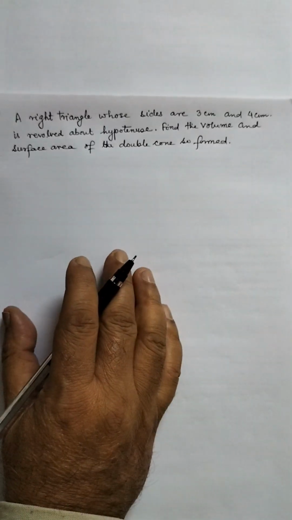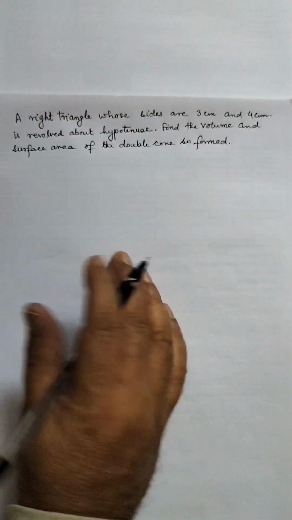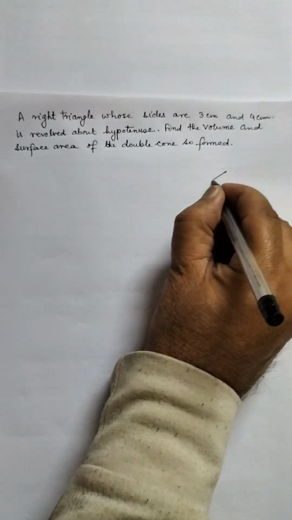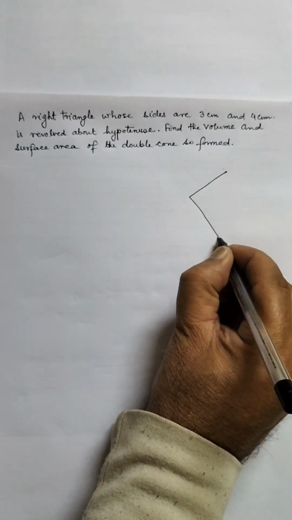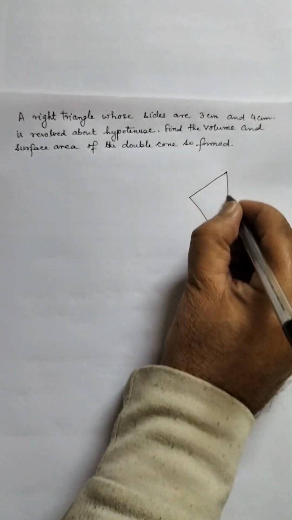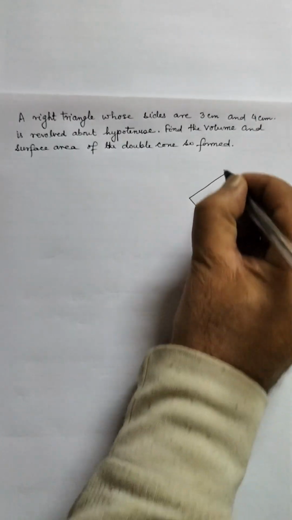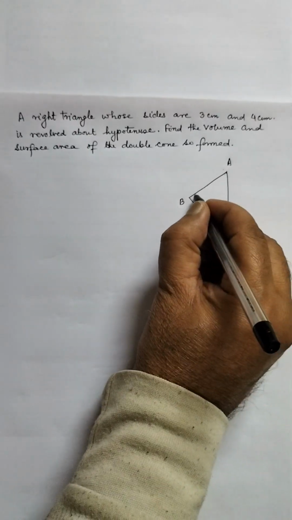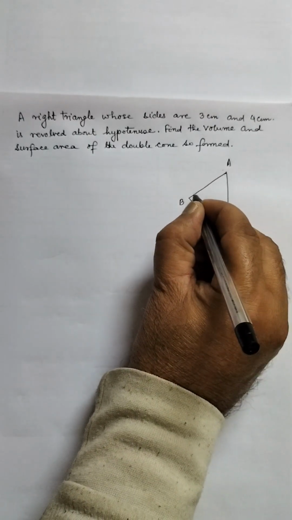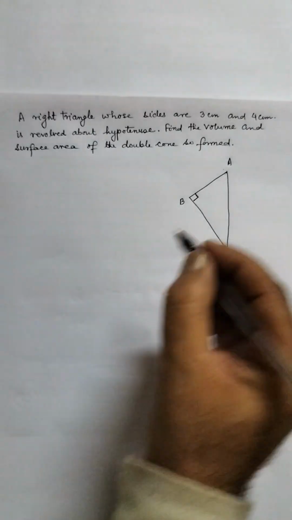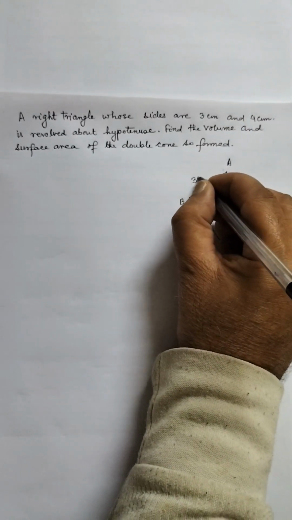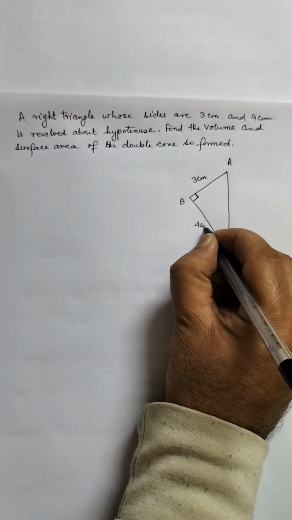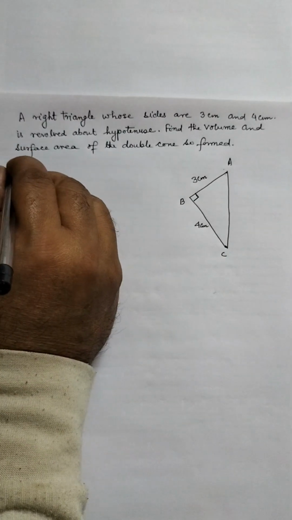So in this question, there is a right triangle. Let us take a right triangle ABC having right angle at B. And say this side is 3 centimeter and this is 4 centimeter. Now let's solve it.